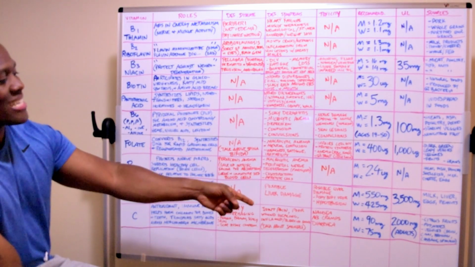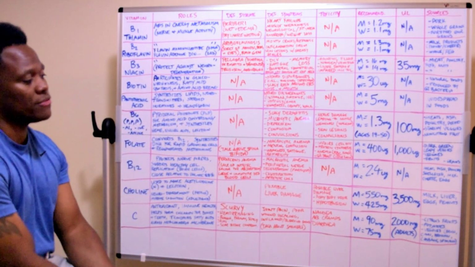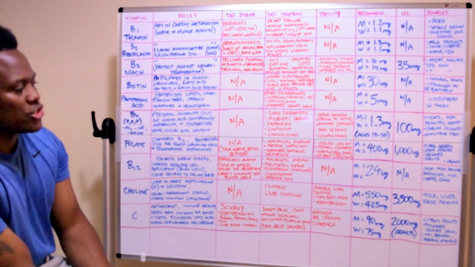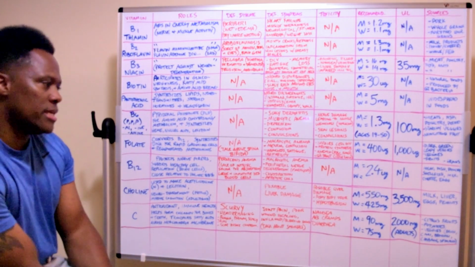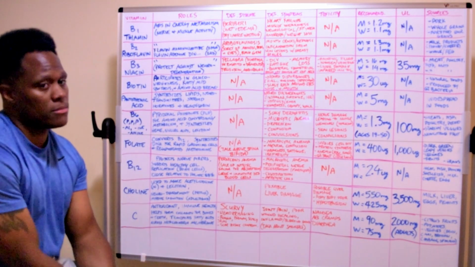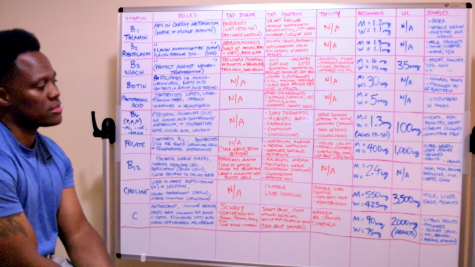And because there's toxicity, an upper limit has been established of 3,500 milligrams. The sources you can get choline from are milk, liver, eggs, and peanuts. So basically, your dairy products.